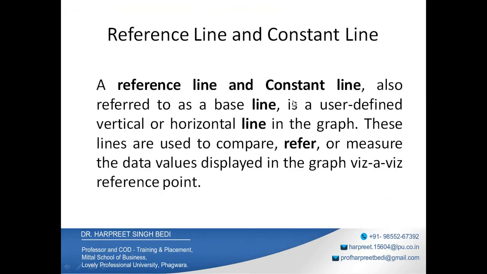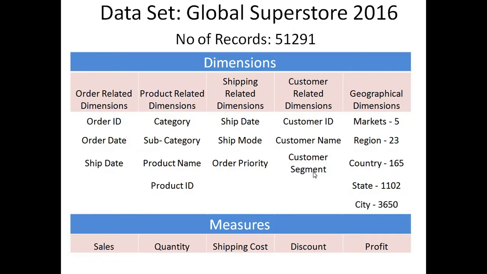The reference line and the constant line are also referred to as a baseline. It is a user-friendly, user-defined vertical or horizontal line in the graph. These lines are used to compare, refer to, or measure a data value displayed in the graph vis-a-vis the reference point.